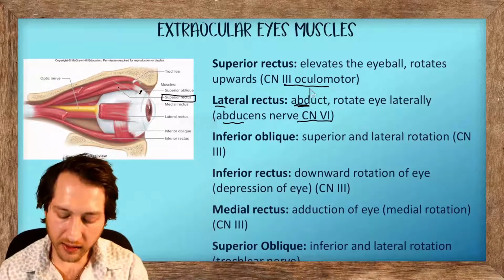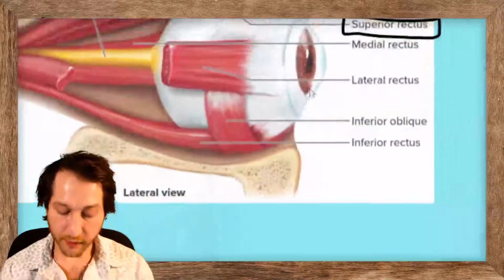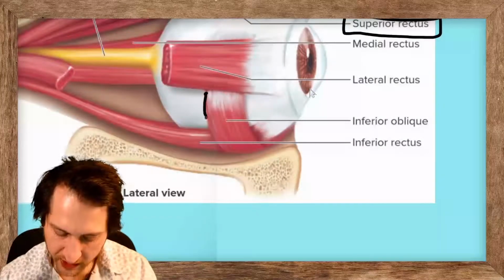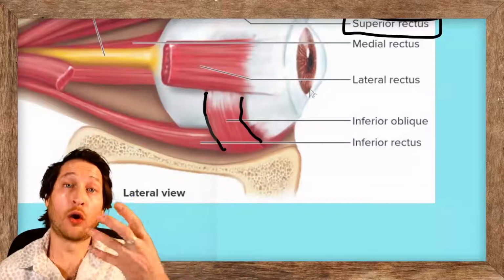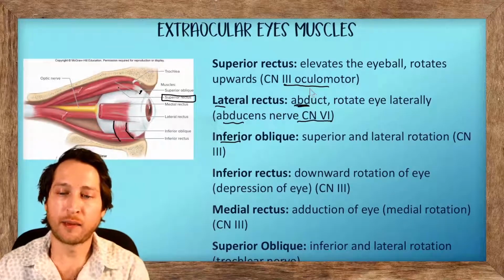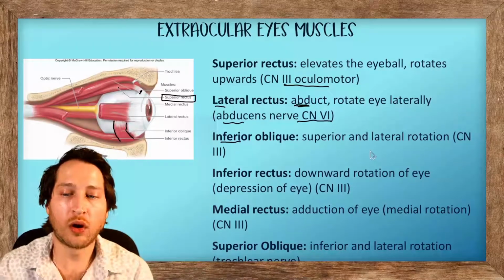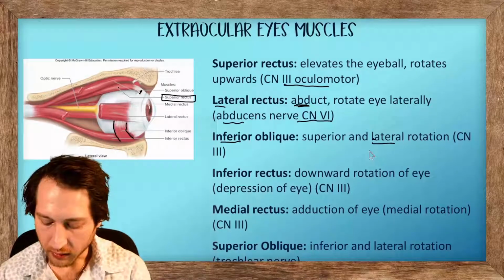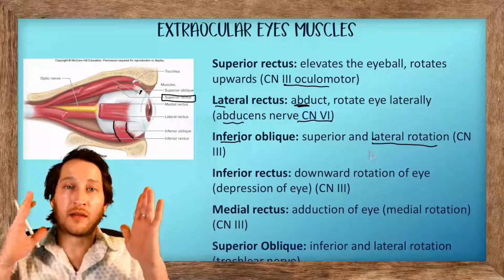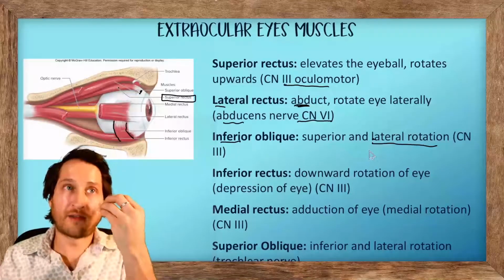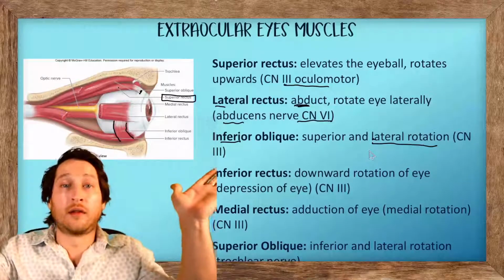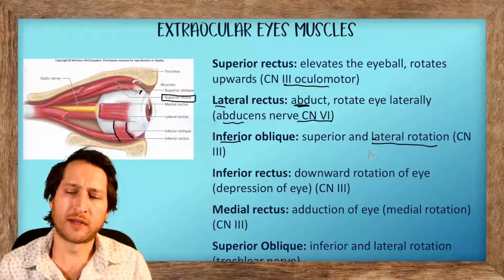Then we have the inferior oblique. Remember, the inferior oblique is this muscle right here that's at an oblique angle to the eyeball. When it contracts, it produces a movement which we'll call superior and lateral rotation. So it's going to be lateral, meaning if it was my left eye, it's going to be this way, and if it's my right eye, it's going to be this way. So to the lateral direction, or you can think of it almost as abduction.